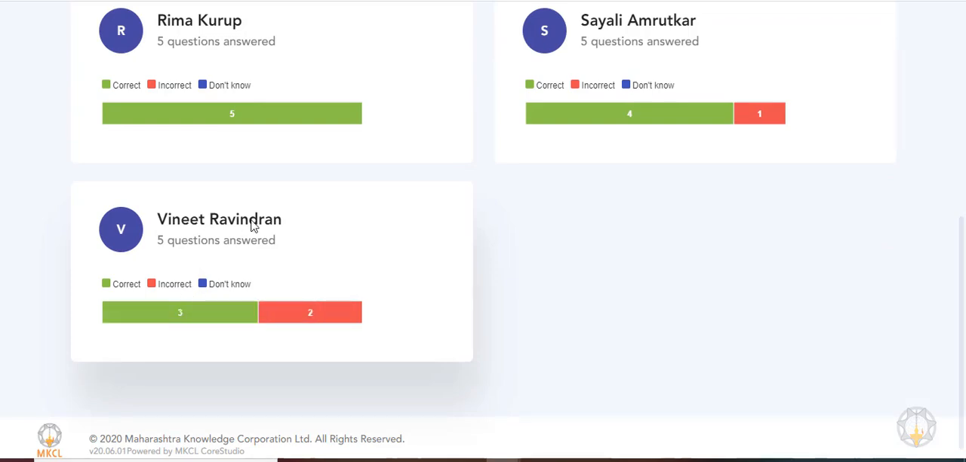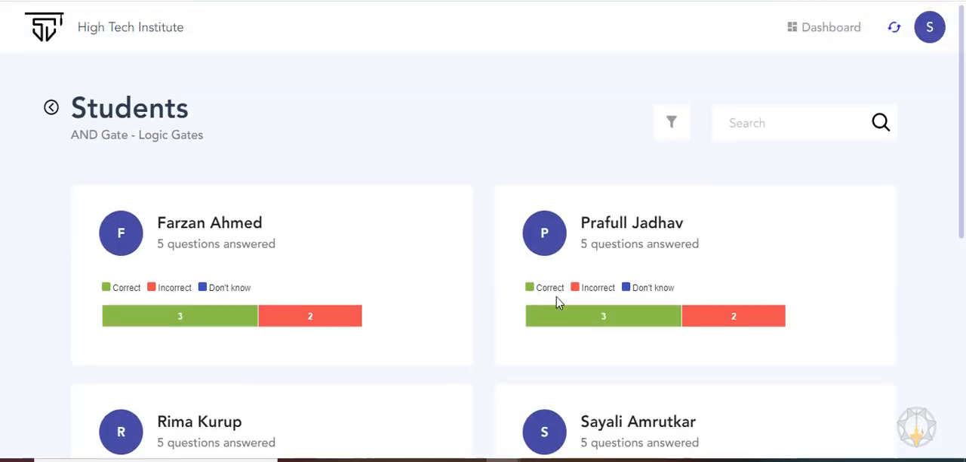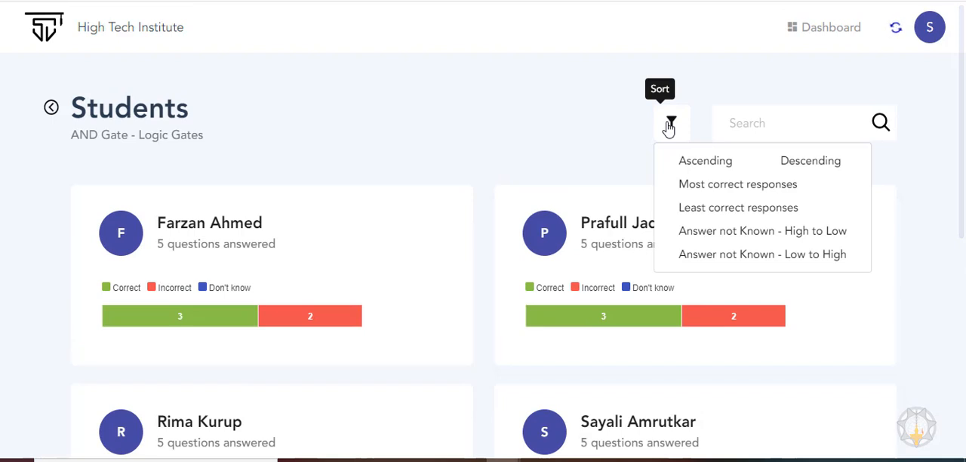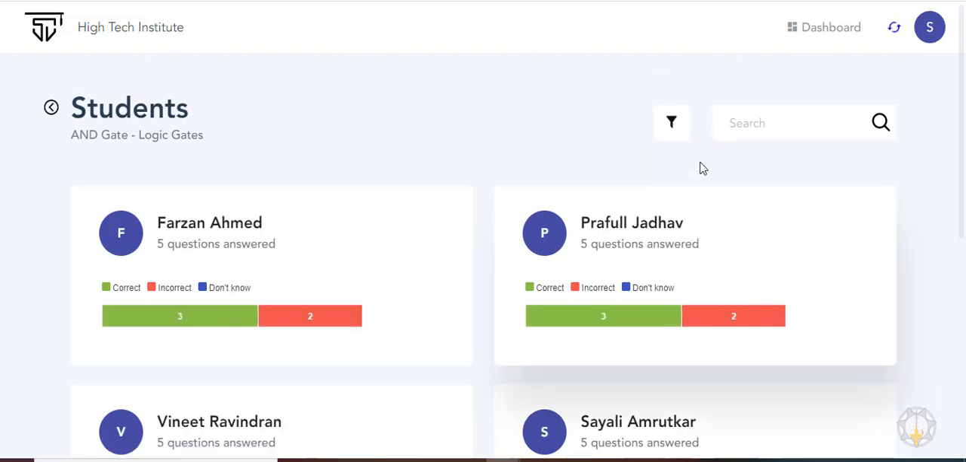From here you can sort, that is most correct responses, then least correct responses. You can use it if the number of students is very high, then you can use this ascending and descending.